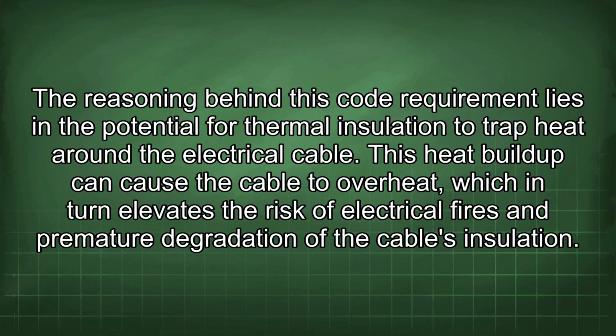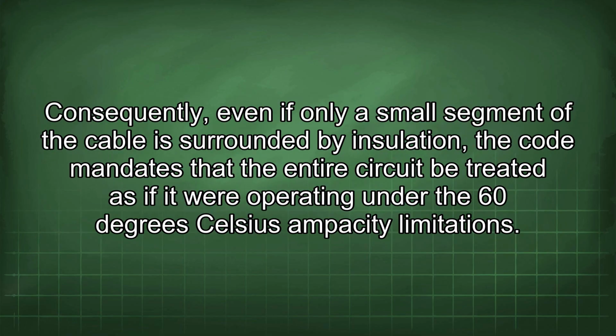The reasoning behind this code requirement lies in the potential for thermal insulation to trap heat around the electrical cable. This heat buildup can cause the cable to overheat, which in turn elevates the risk of electrical fires and premature degradation of the cable's insulation. Consequently, even if only a small segment of the cable is surrounded by insulation, the code mandates that the entire circuit be treated as if it were operating under the 60 degrees Celsius ampacity limitations.